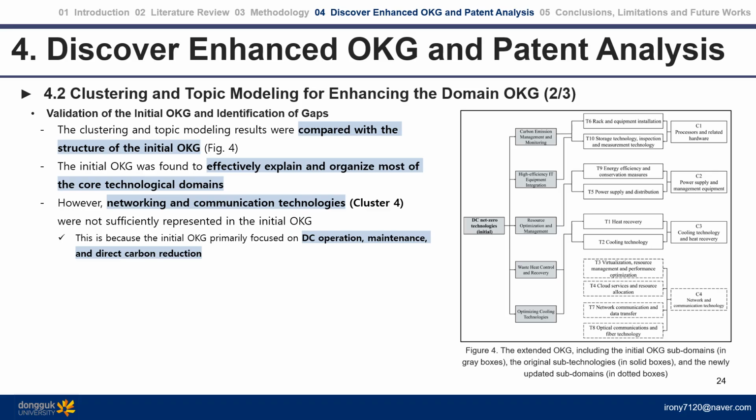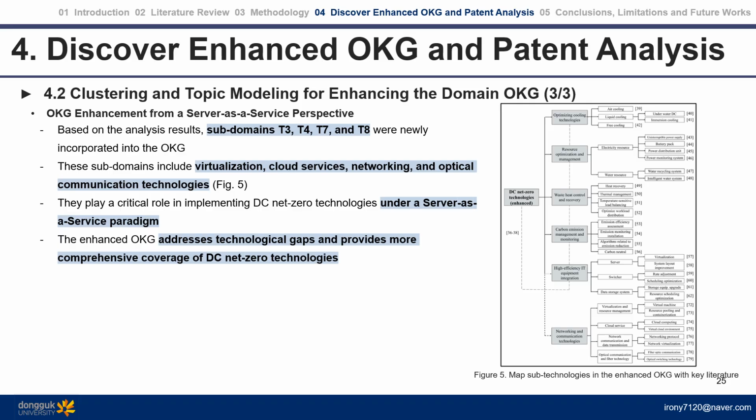The initial OKG was found to effectively explain and organize most of the core technology domains. However, networking and communication technologies were not sufficiently represented in the initial OKG. This is because the initial OKG focused on DC operations, maintenance, and direct carbon reduction. Based on the analysis results, subdomains T3, T4, T7, and T8 were newly incorporated in the OKG.